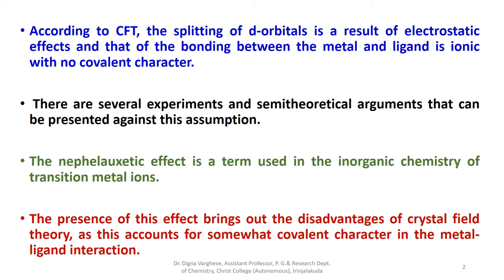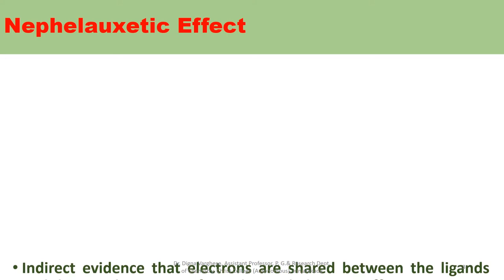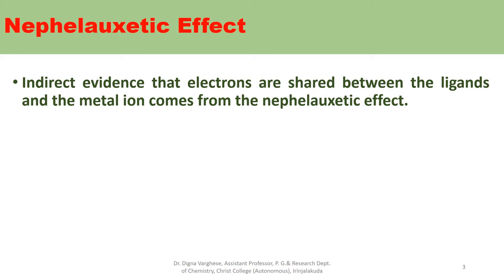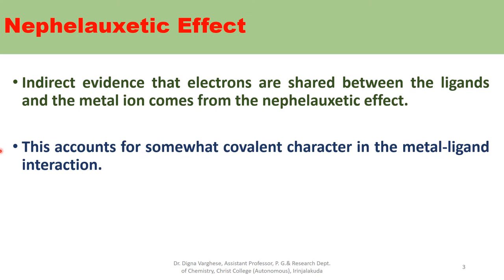The presence of this effect brings out the disadvantages of crystal field theory, as this accounts for somewhat covalent character in the metal ligand interaction. Indirect evidence that electrons are shared between the ligands and the metal ion comes from the Nephelauxetic effect. According to crystal field theory, there is only ionic character in the metal ligand interaction for the formation of complexes, but the Nephelauxetic effect shows there is some covalent character in the metal ligand interaction.